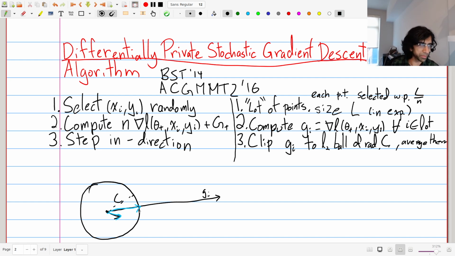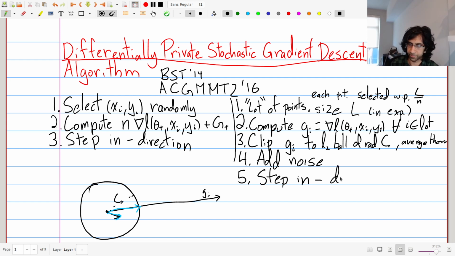Cool. So it might seem a little bit artificial or a bit silly, but this is an easy way to make sure that the sensitivity is bounded. And this is a very useful technique in general. Just clip whatever you're going to be noising so that it is indeed bounded by something, and you can have the appropriate sensitivity bound. Okay, like I said, you average them. And the next step is, of course, you add appropriate noise. And step 5 is step in the negative direction again.